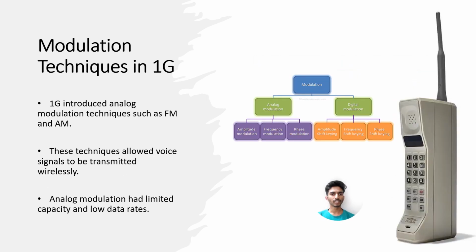Modulation technique in 1G. 1G introduced analog modulation techniques such as FM and AM, frequency modulation and amplitude modulation. These techniques allowed voice signals to be transmitted wirelessly. Analog modulation has limited capacity and low data rates.